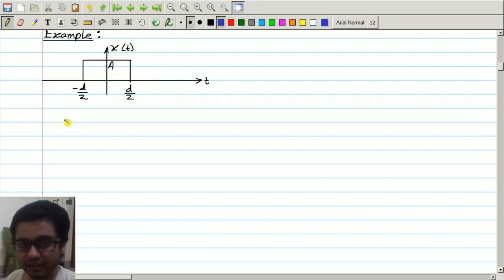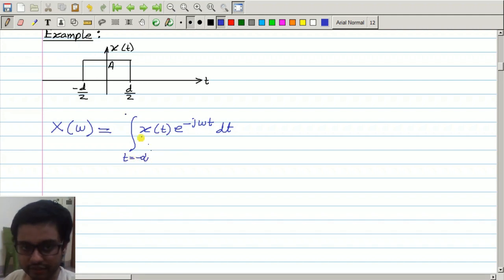Now let us calculate the Fourier transform of xt, which we will denote as capital X omega. According to the rule, it is given as xt e to the power minus j omega t dt integrated from time equal to minus infinity to plus infinity.